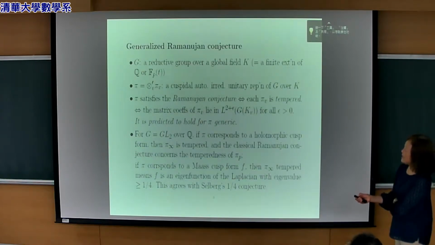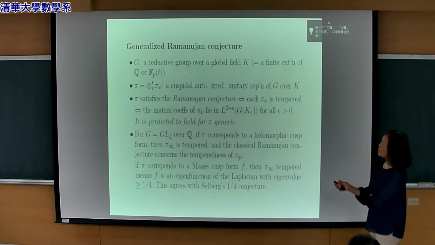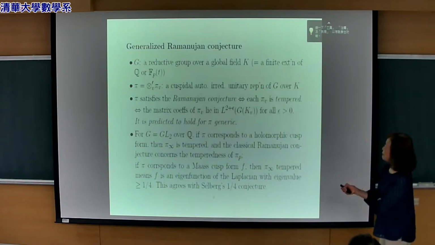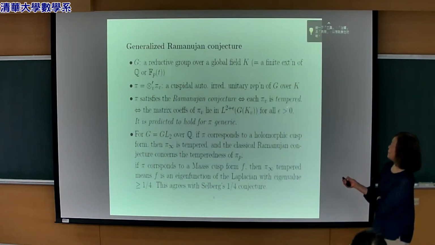So in this case, let's take a cuspidal holomorphically irreducible unitary representation of this group over this field K. So this kind of representation is a global object. This global object is a tensor product of local representations. And we say that pi satisfies the Ramanujan conjecture. That means that its local representations are so-called tempered.